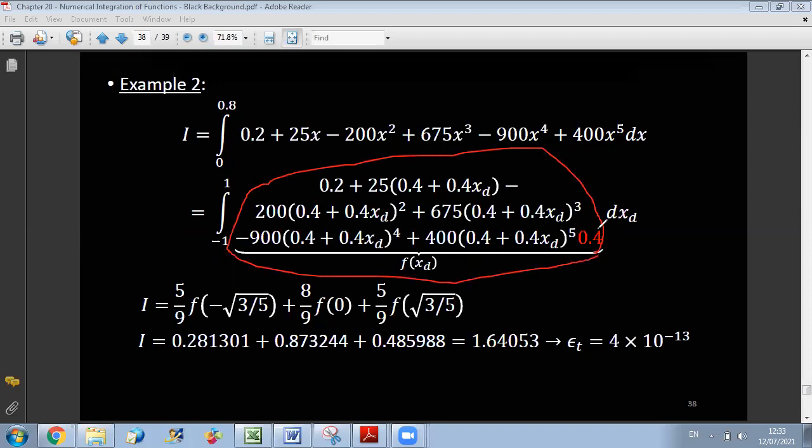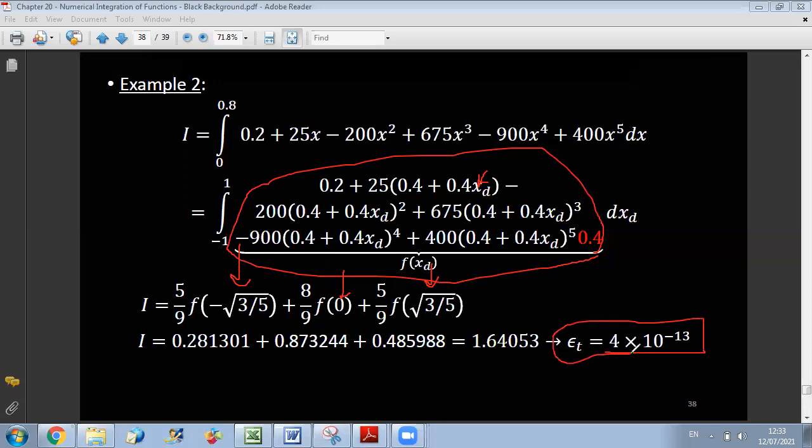Now in this equation you start by replacing xd by minus radical 3/5 and you get your result. Then you replace xd by 0, you get f of 0, and then you replace xd by radical 3/5 to get f at radical 3/5. Once you have these three numbers, you can compute your integral. And as expected, you have 1.64053.